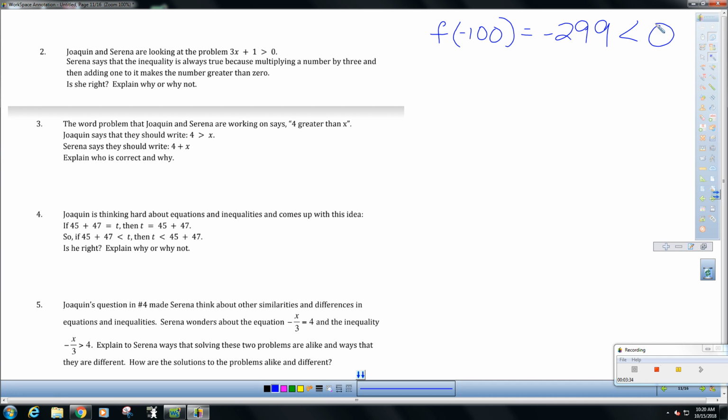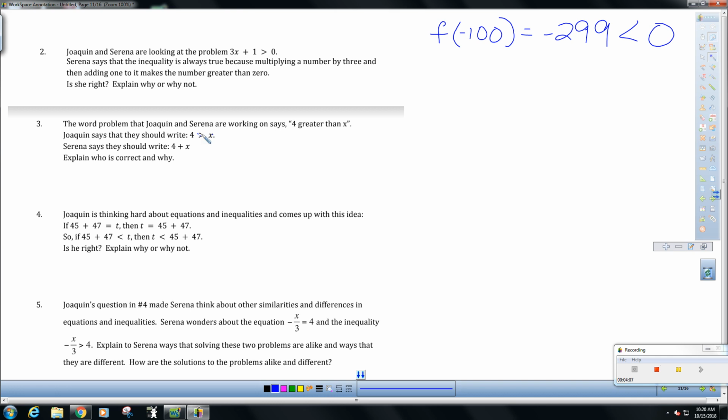It's not really asking for me to solve for it, so I'm not going to. Number 3. 4 greater than x. 4 greater than x. Joaquin says that they should write 4 is greater than x. See, this is a sentence, and this is an action. 4 is greater than x.